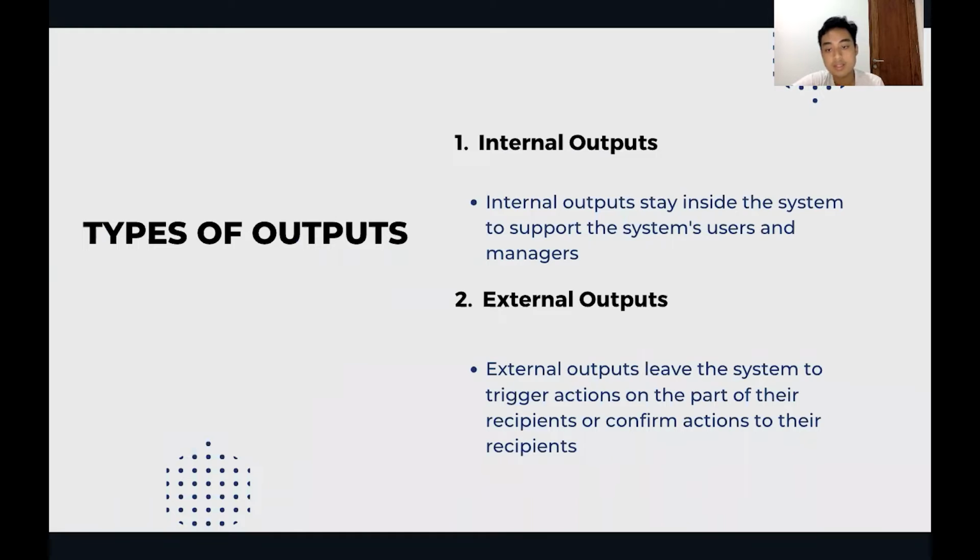So next, there are two contents or two kinds of outputs, the internal outputs and external outputs. Internal outputs stay inside the system to support the system's users and managers. Whereas the external outputs leave the system to trigger action on the part of their recipients or confirm action to their recipient.